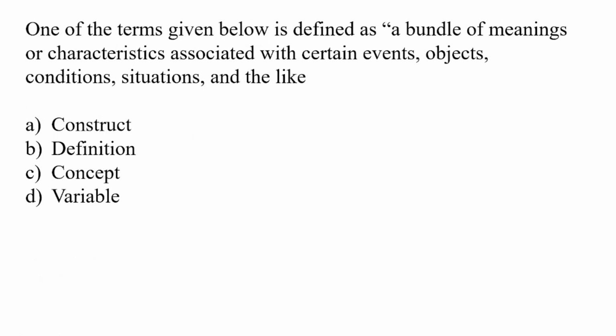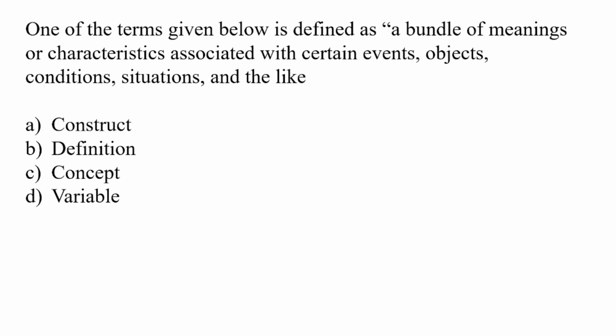Okay, so the next question is, one of the terms given below is defined as a bundle of meanings or characteristics associated with certain events, objects, conditions, situations, and the like. So what do you think? This question is also a little bit confusing. What they're trying to say is that one of the terms in the options below talks about characteristics associated with an event. And what do you think that word might be? Think about an event and think about the different characteristics or features associated with an event. So out of the four options, which one? Concept.